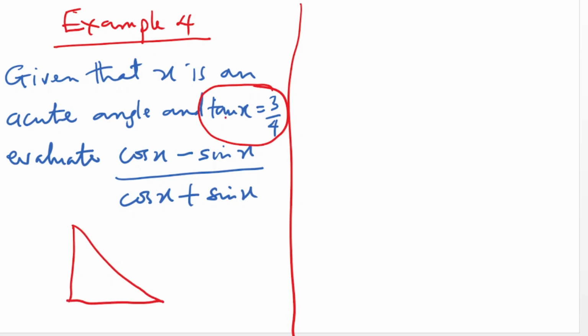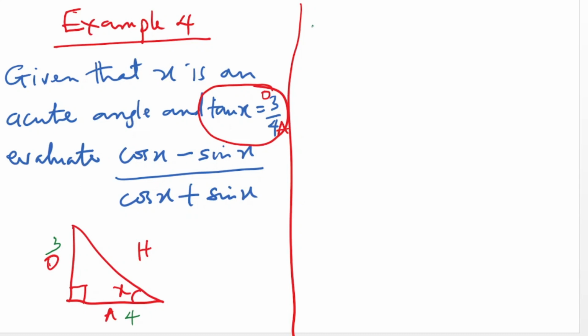Because this is tan x, this is opposite, and this is adjacent, because tan is opposite over adjacent. So we have, this is the right angle here. Let's assume that this is the angle x here. This is the opposite. This is the adjacent. This is the hypotenuse. So opposite here from this question is 3, and the adjacent is 4. So we need to find the hypotenuse using Pythagoras rule.